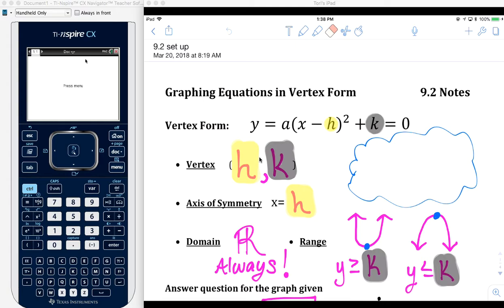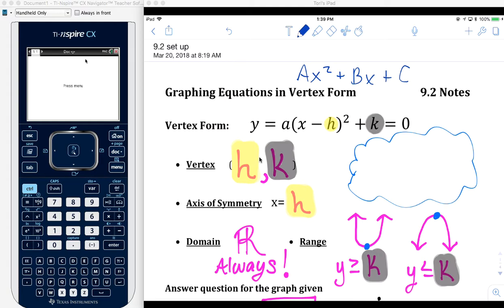Okay, so as you notice, vertex form equations look a little bit different than what we had before. It used to look like ax squared plus bx plus c. Well, now we're going to be setting it up in a different format that eventually we'll be able to graph even without a calculator using this. Okay, so a couple things we need to point out.